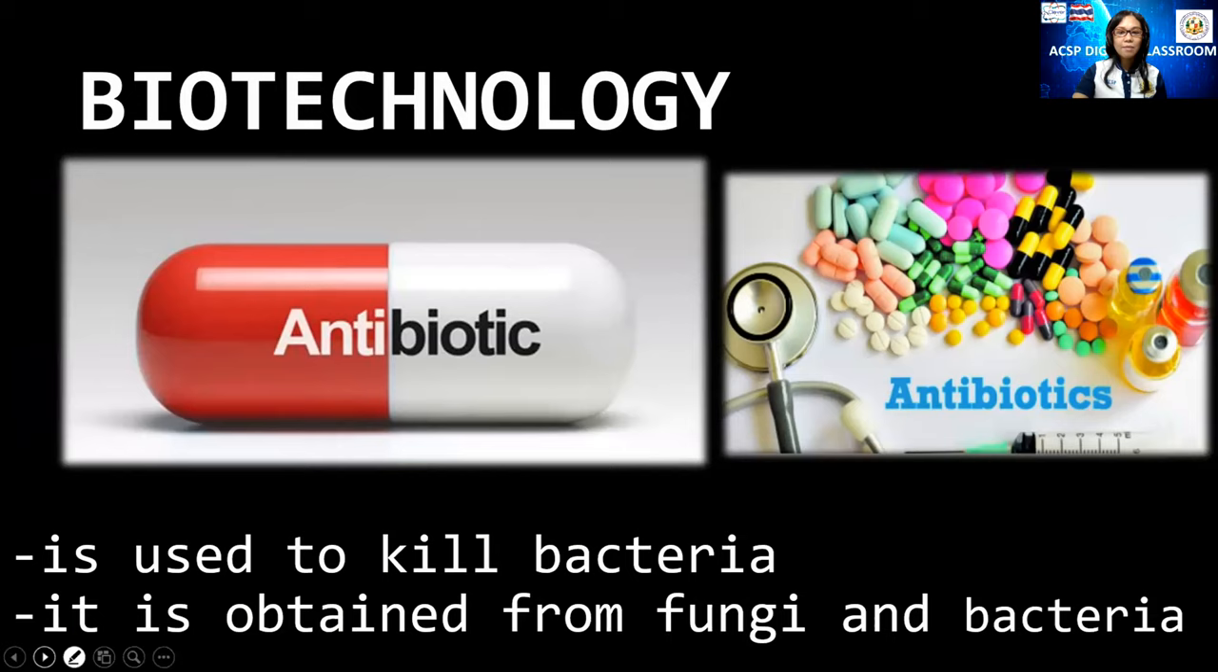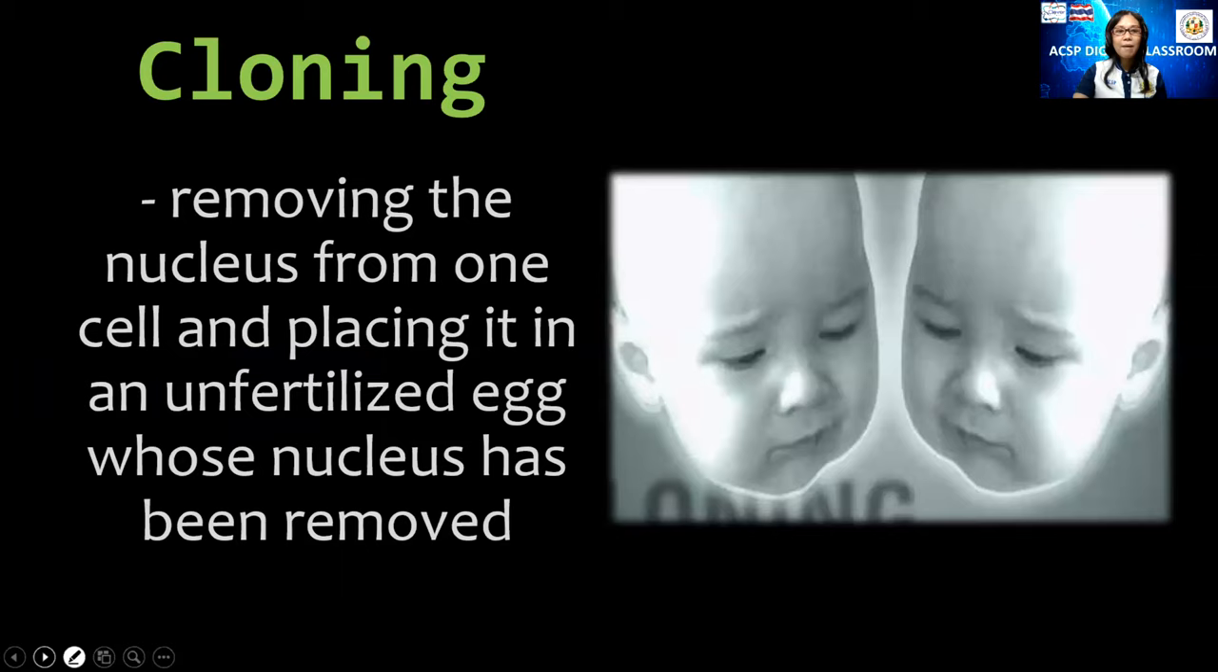Okay. Now, cloning is another form of biotechnology. Cloning is removing the nucleus from one cell and placing it in an unfertilized egg whose nucleus has been removed. Can you read? What is cloning? It is removing the nucleus from one cell and placing it in an unfertilized egg whose nucleus has been removed. This is the process of creating an identical copy of an original. You see, this is identical. It means 100% the same. So this one is the original, this is the copy, 100% the same. That is the process of cloning.